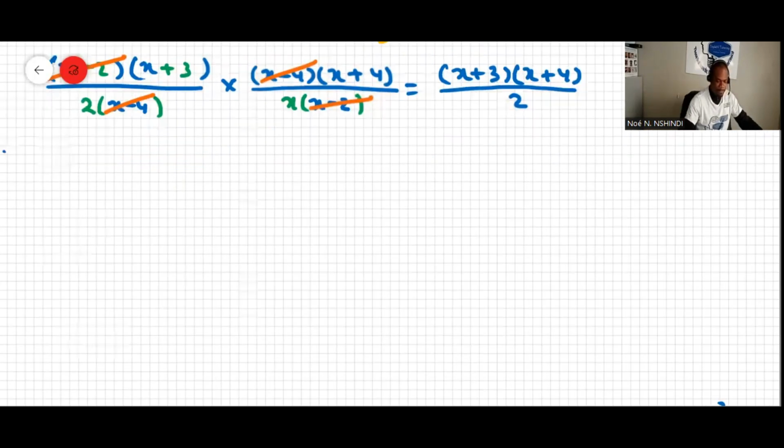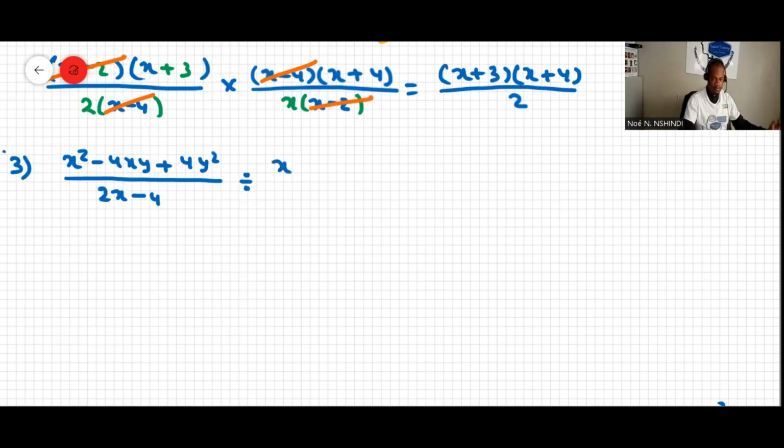Number 3 is x squared minus 4xy plus 4y squared over 2x minus 4, divided by x minus 2y over x minus 2, multiplied by x squared minus 4 over 4.